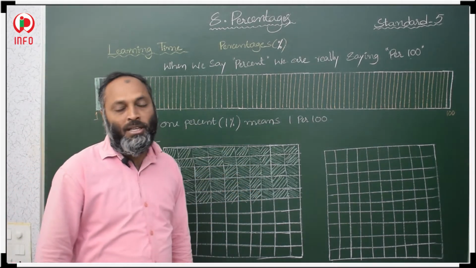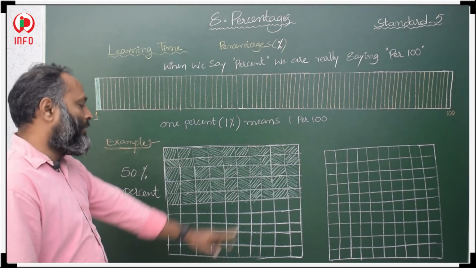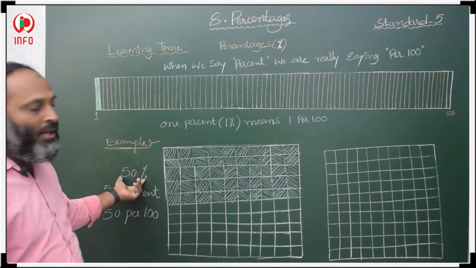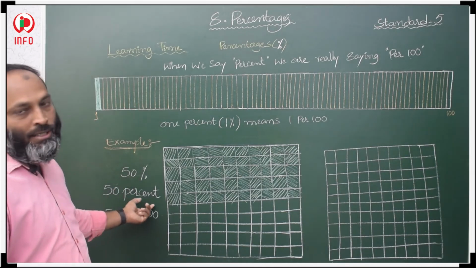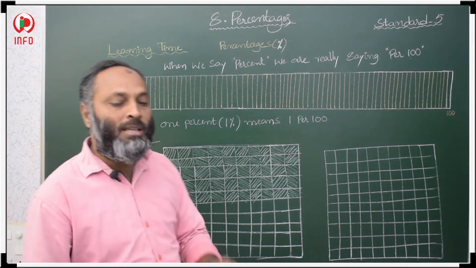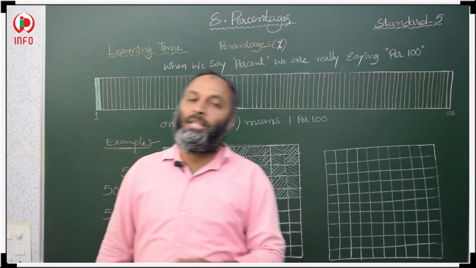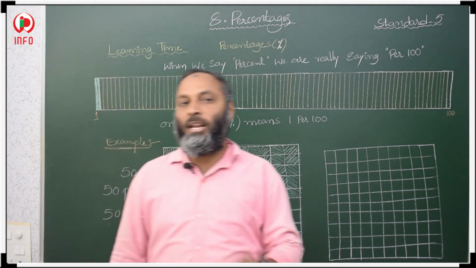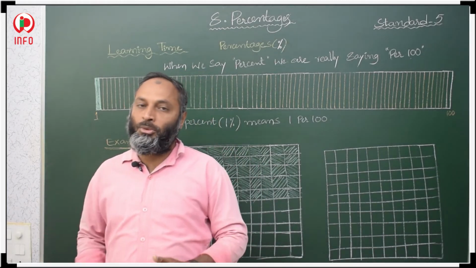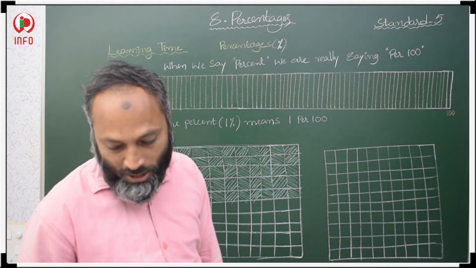So equal parts we shaded. 50 parts out of 100 we shaded. So out of 100, if you shaded 50 parts, then how to represent it? 50%. This 50% means in 100, 50 parts we shaded. So that comes under percentage. Percentage is always calculated out of 100. Out of 100 equal parts, how much portion is completed, that comes under percentage. Okay.